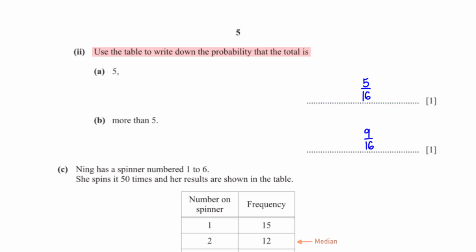Use the table to write down the probability that the total is more than 5. This probability is equal to the number of outcomes that added up to be more than 5, which is 9, divided by the total number of outcomes, which is 16.